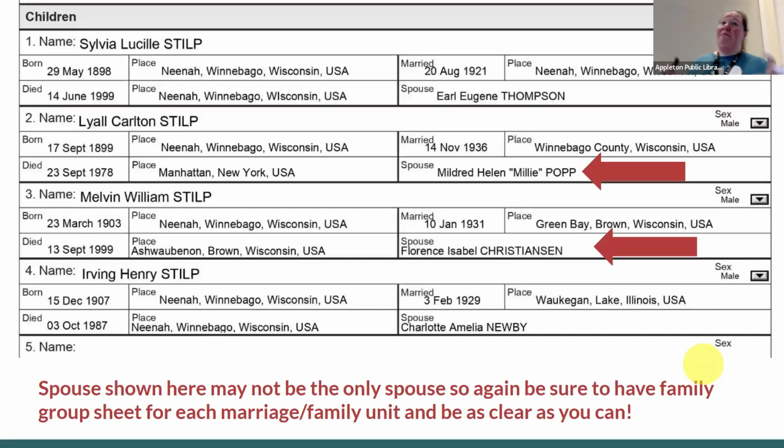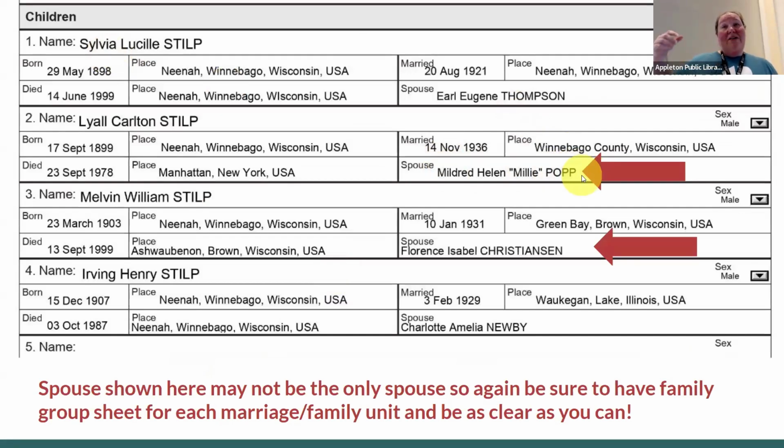Now, if I look at the bottom half of these records, now I can see all the children. So again, similar information to what the parents have. It's got the full name of the child, birth and death dates and places, their marriage date and place, and their spouse. But just be aware, you can sometimes maybe only fit one spouse in here.